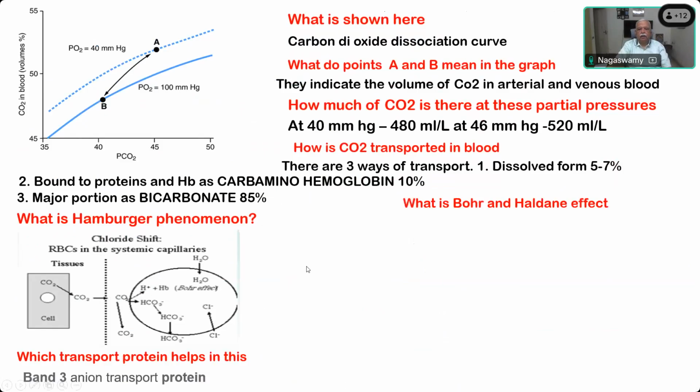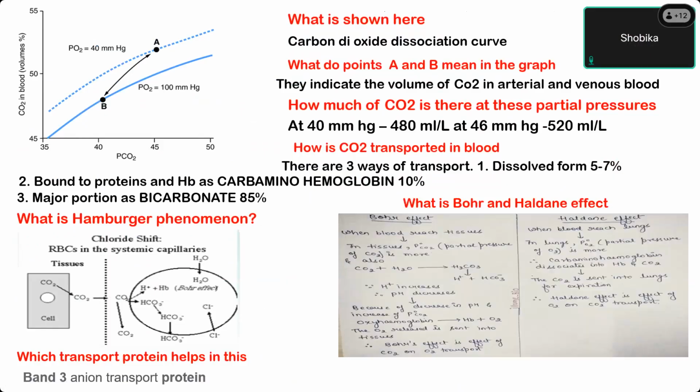Okay. What is Bohr and Haldane effect? All basic physiology, you cannot make any mistake in this. Right, the Bohr effect is when the blood reaches the tissues. In tissues, the PCO2 is more, so it mixes with water, produces carbonic acid, breaks down, the hydrogen ion increases, so pH decreases. This facilitates the release of oxygen at the tissue level. That is the Bohr effect.